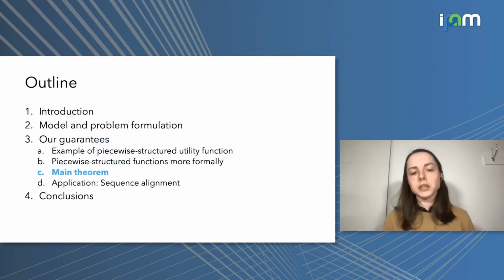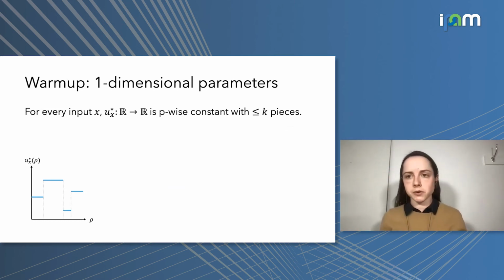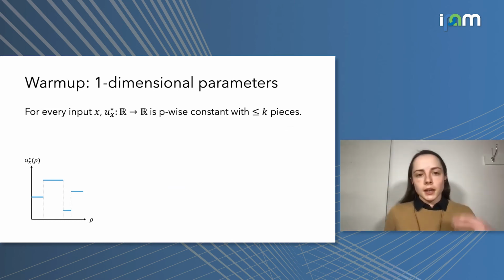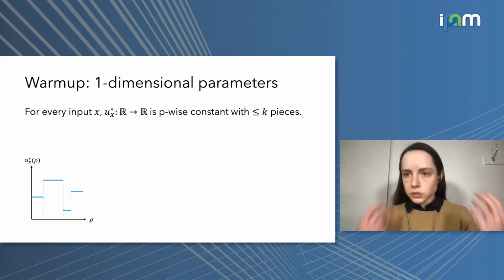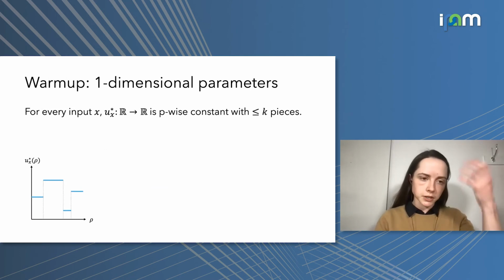Okay, with this notion of piecewise structure, let me now tell you about our main theorem. I'll warm up with the case where there's just a single tunable parameter. For any input x, this dual function, the algorithm's utility as a function of this parameter, is a piecewise constant function with at most k pieces. So in this picture, k would be 4.